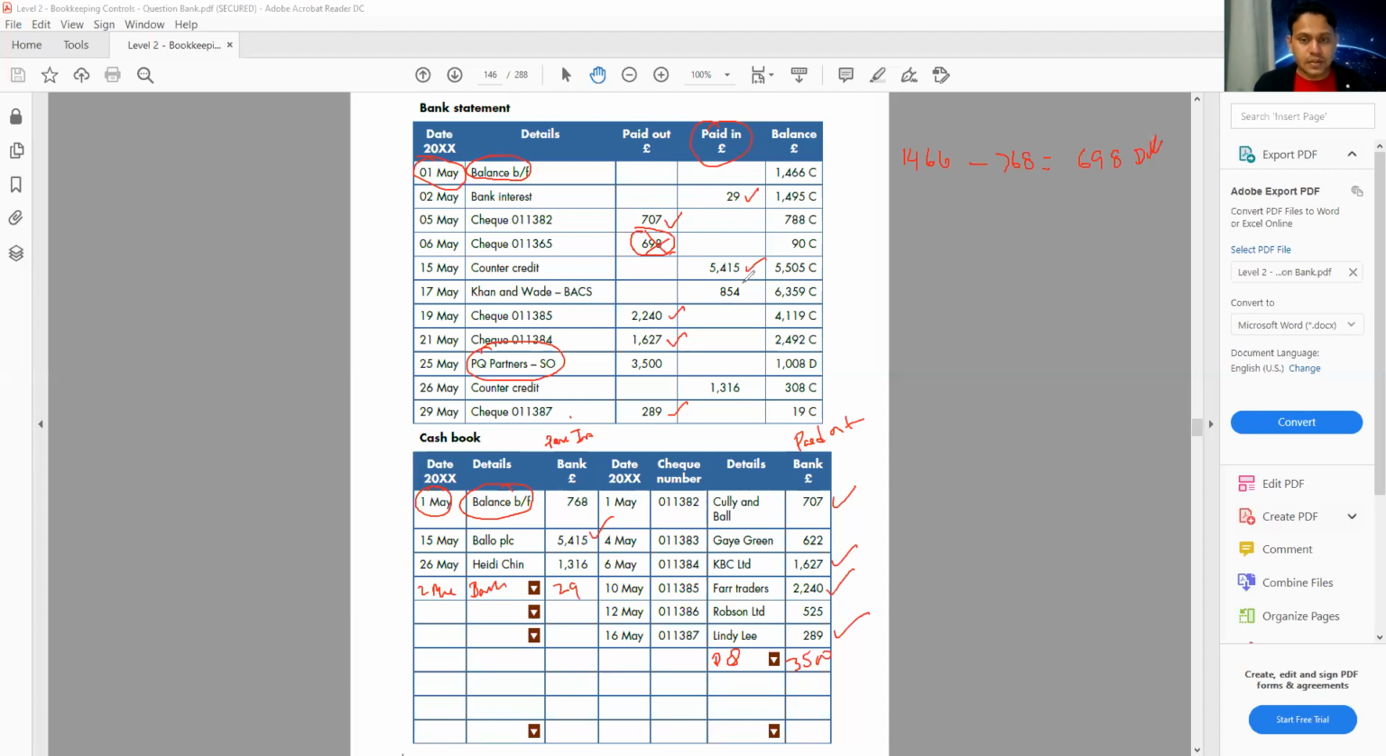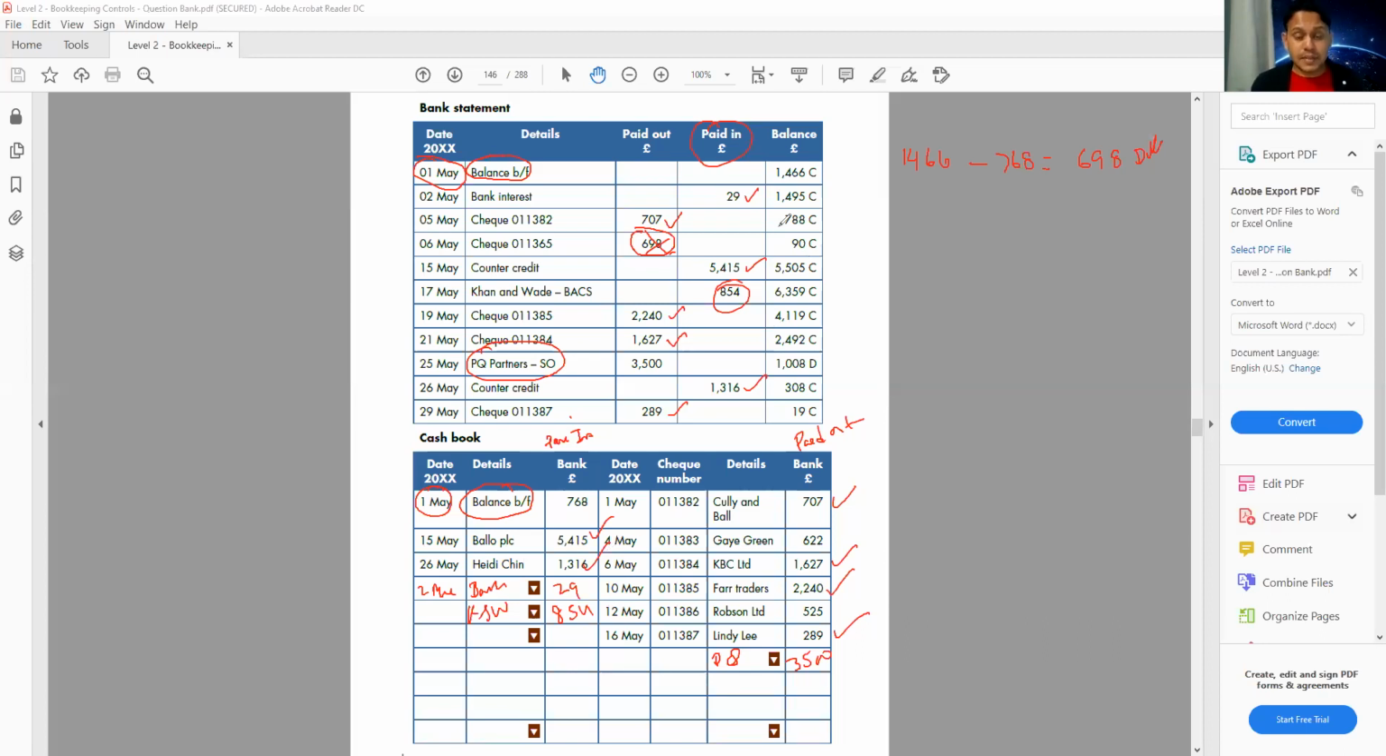854, I don't see 854 in my book. That is K and W. So K and W, 854, and 1316. I can see 1316 here. So now everything is matched with my book, with the bank statement.